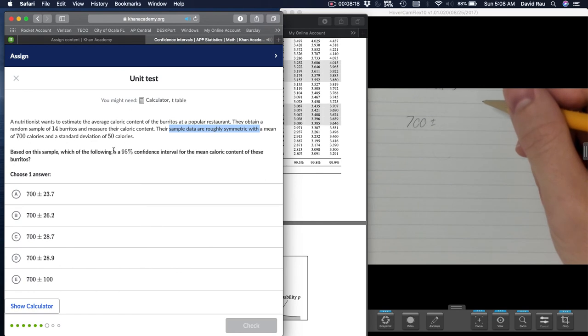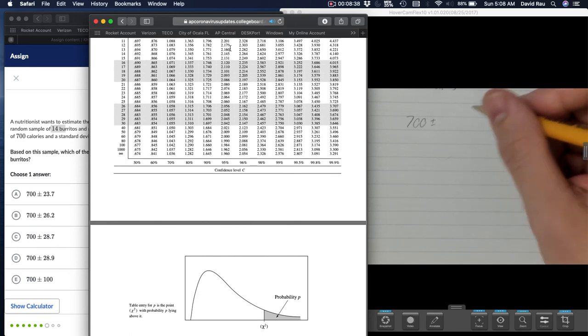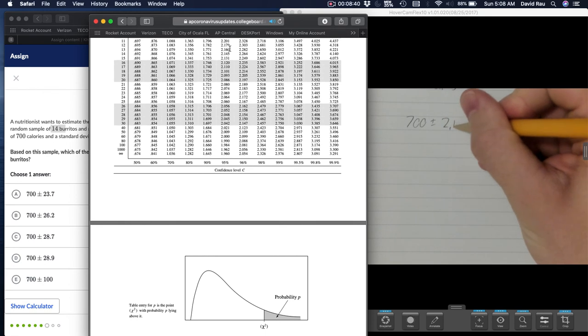And your t-value is going to be, well, we want 95% confidence. We only sampled 14. Now again, we're using t because it was a mean question. So we need degrees of freedom 13 for 95% confidence. Follow that up till we see df13. So plus or minus 2.16.